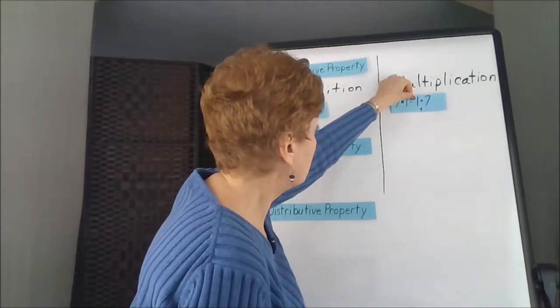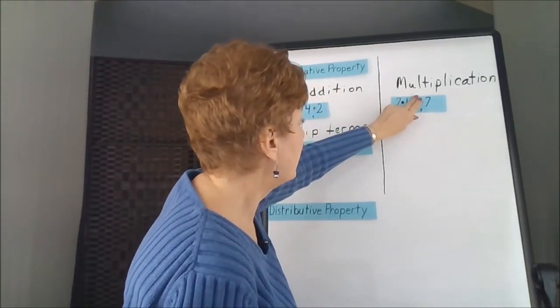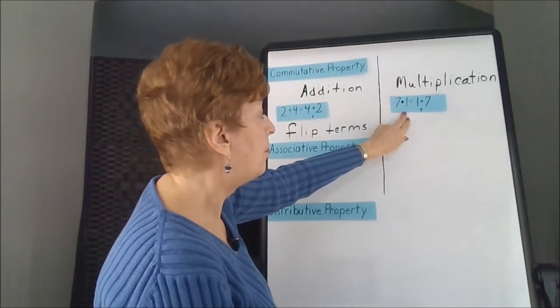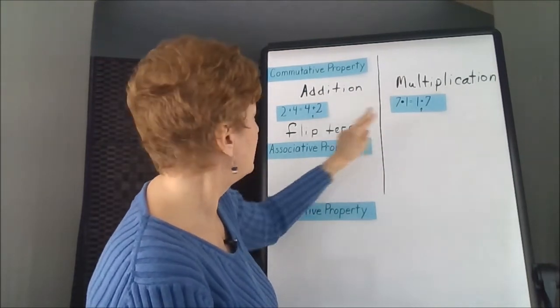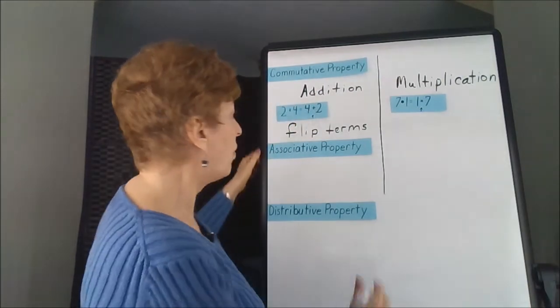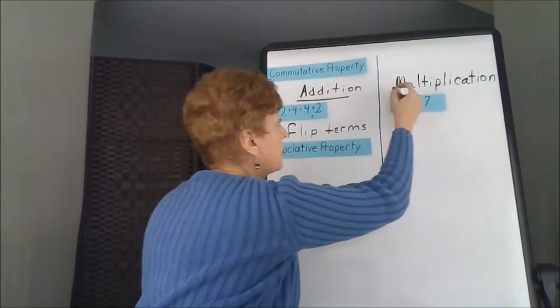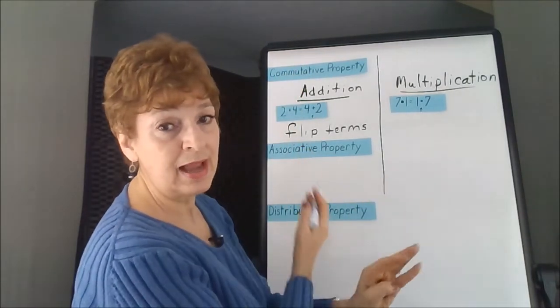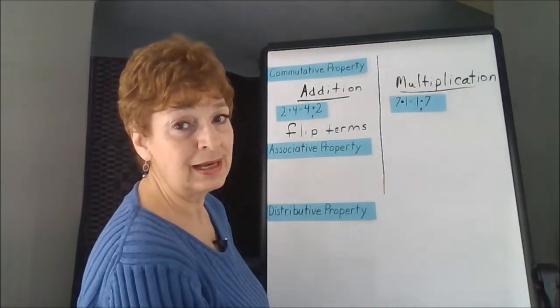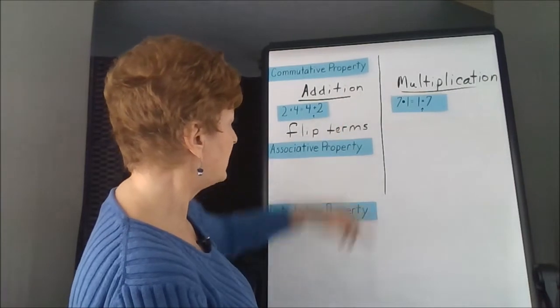An example for multiplication, we could start out with 7 times 1, but that also is the same as 1 times 7. So commutative properties only work with addition and multiplication, and it basically means you can have the problem given to you in either order. The order doesn't matter.